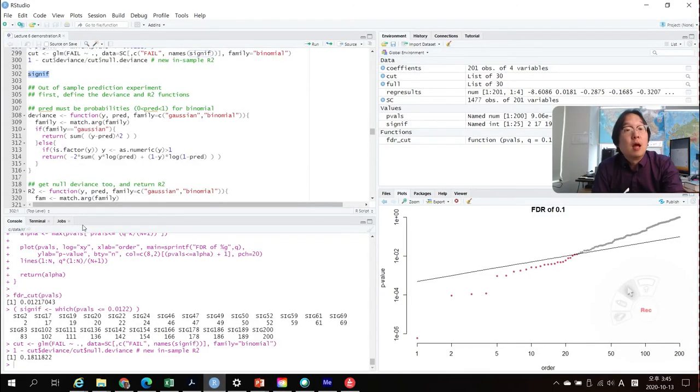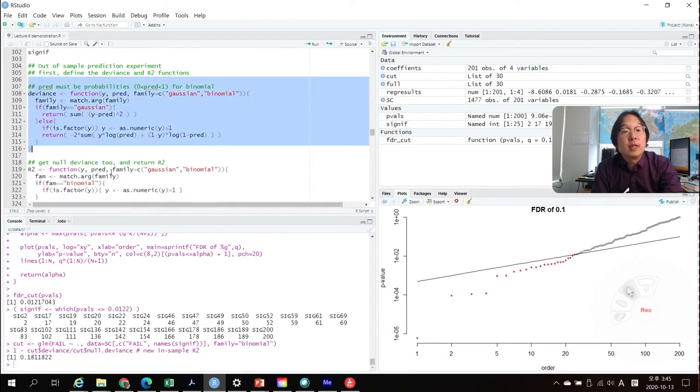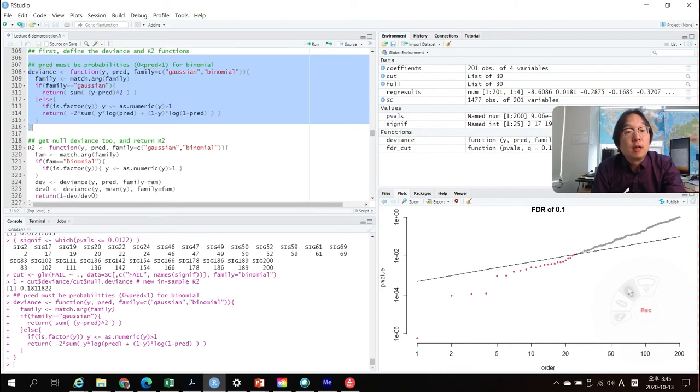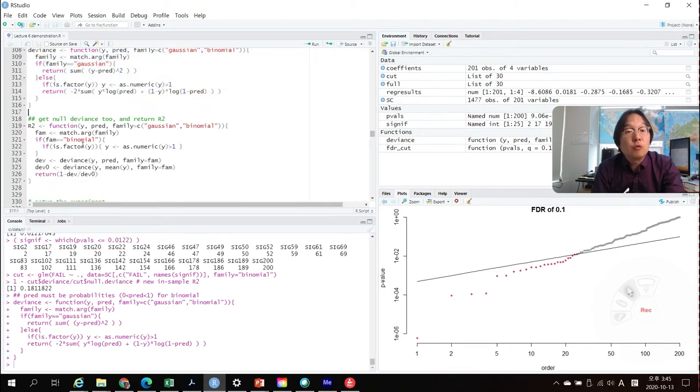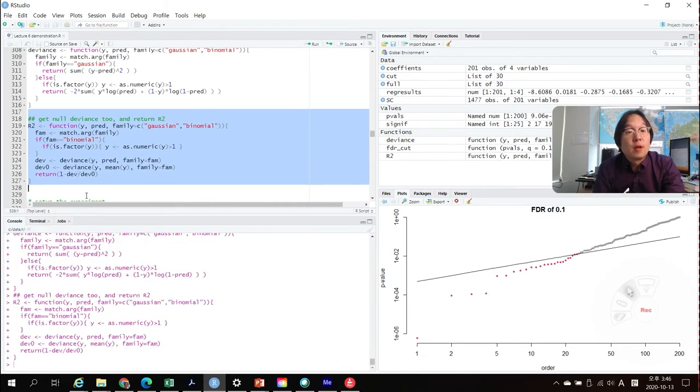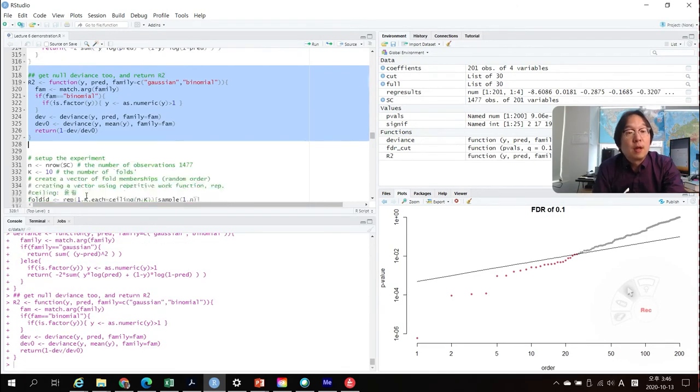Out of sample prediction example: first define the deviance and R squared function. The deviance will be like this, and then Gaussian family, and run it with this function. And then get a null deviance too.